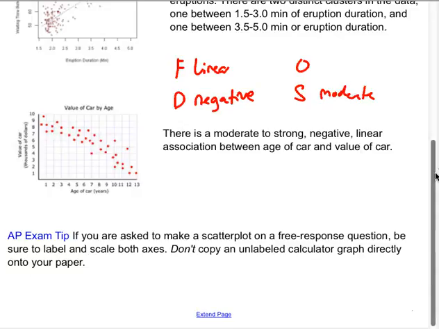My AP exam tip for you. If you're asked to make a scatter plot on a free response question, be sure to label and scale both axes. Even if you're using your calculator, you do have to make sure you provide a scale. You can't just make a scatter plot without that and your labels, okay? So again, as always, just make sure as you're going through them that you label everything. Don't just copy out what the calculator gives you.